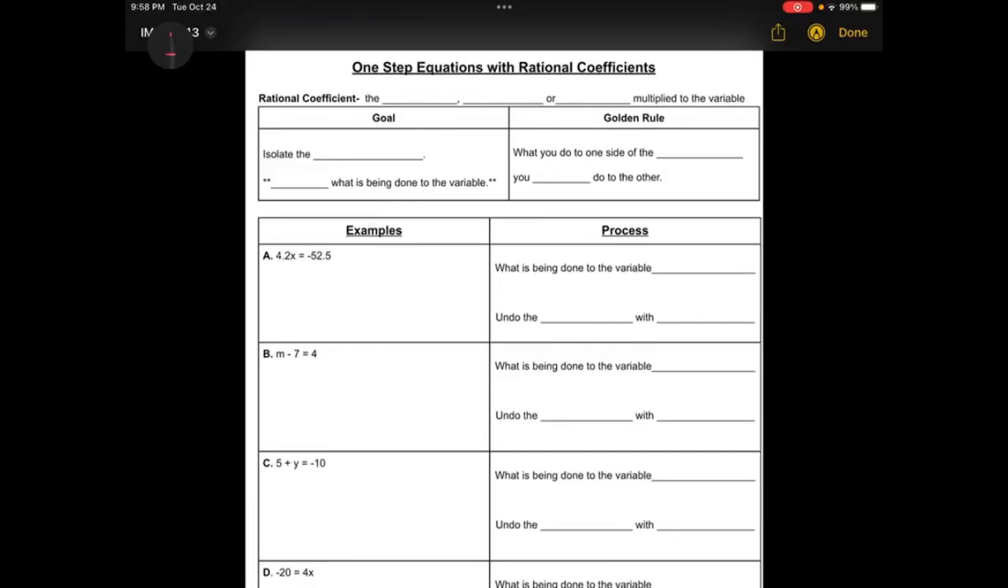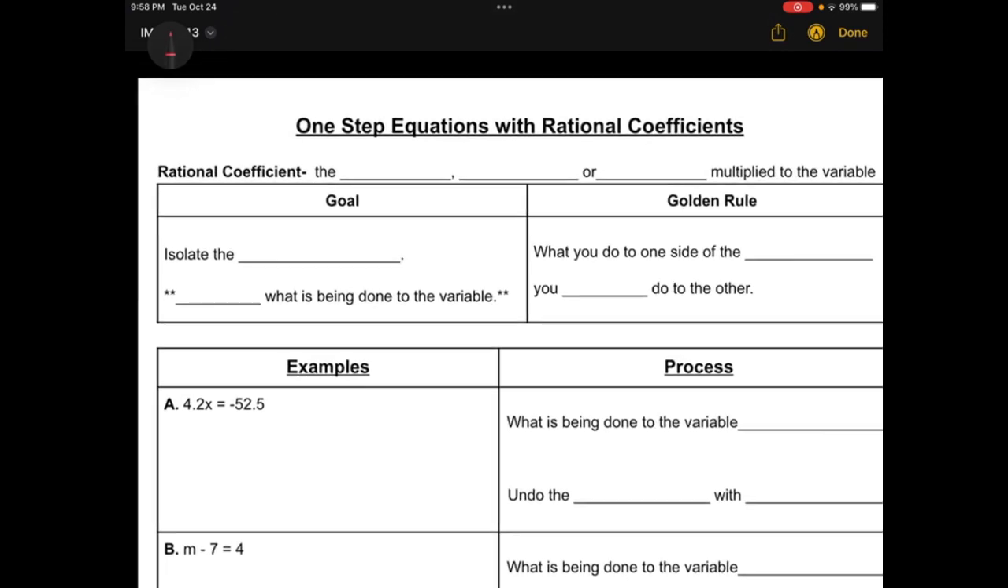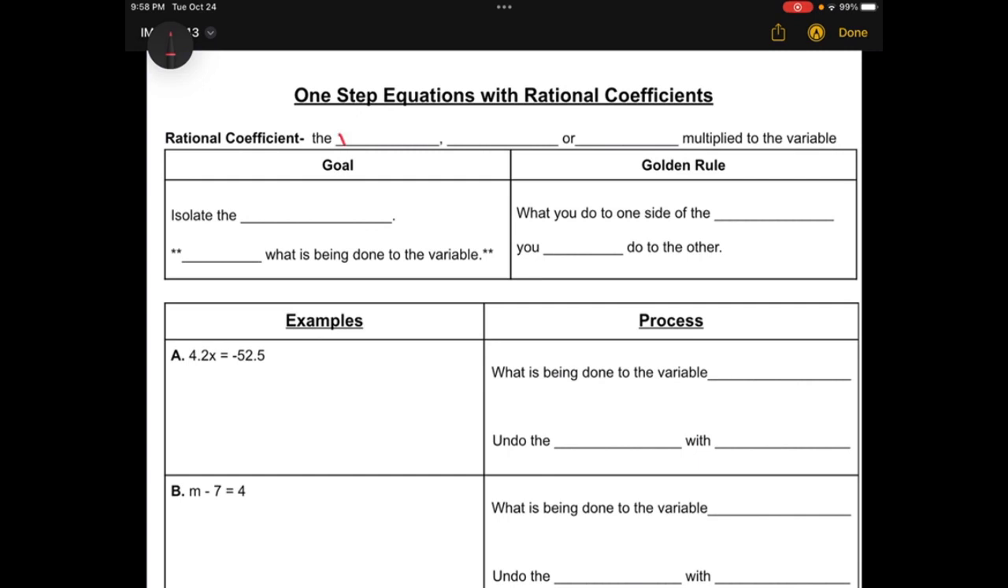Today we're going to talk about one-step equations with rational coefficients. Rational coefficients are the fraction, decimal, or integer multiplied to the variable.